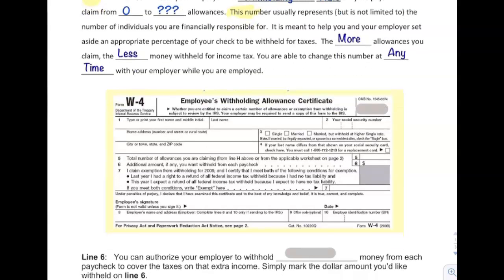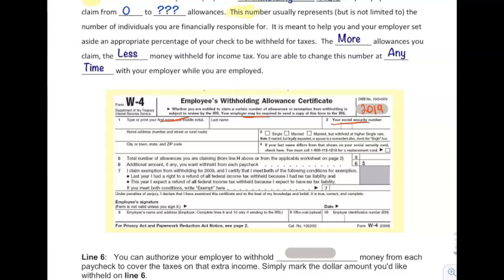And this is what it looks like, or really looked like up through the 2019 year, which was really last year, because now 2020 just ended. So if you got a job today, it would say 2021, but the form's a little bit longer now. It's more of a worksheet. But basically, name, social security number, which you should know by now.